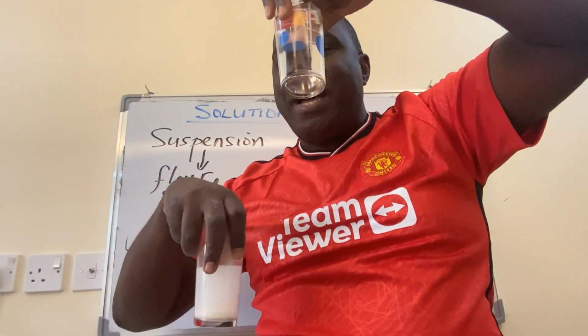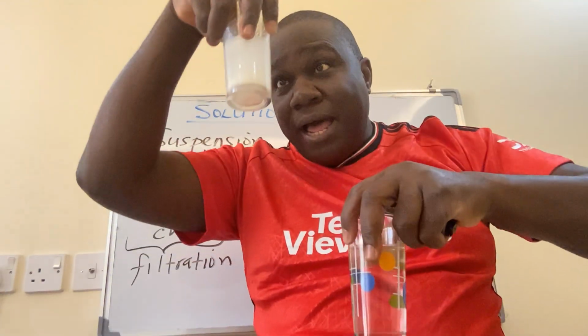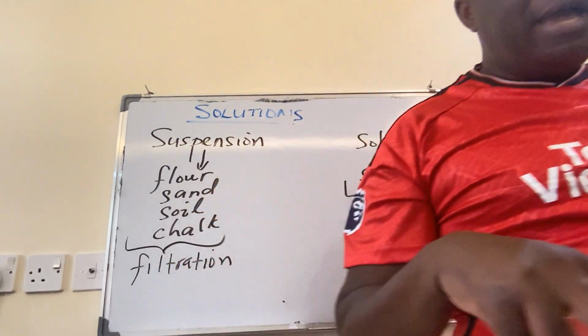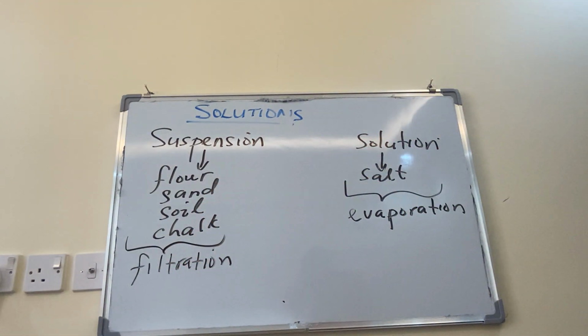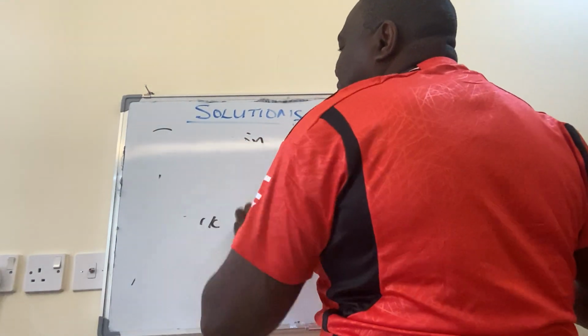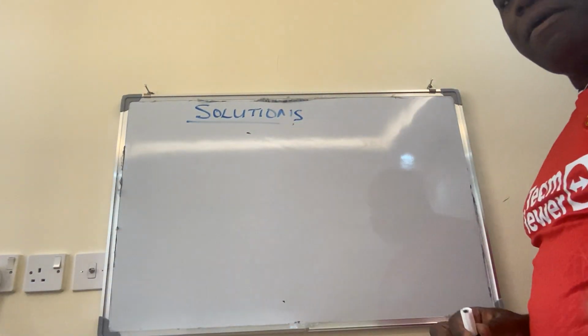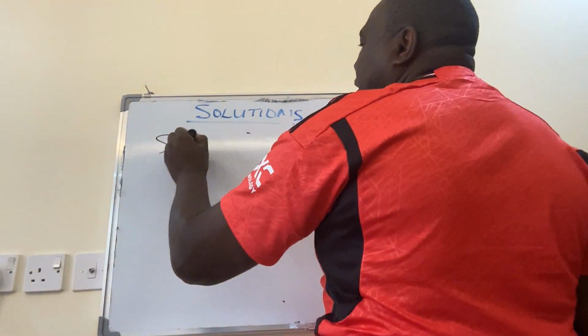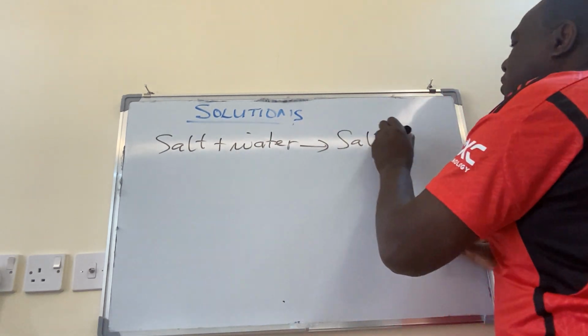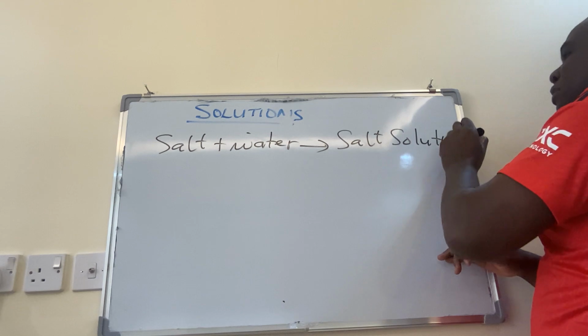I look through my solution, I can see what is on the other side. I look through my suspension, I can't see what is on the other side because the suspension is translucent, but my solution is clear. Okay, now let's just summarize what we mean by saturated and unsaturated. When we say saturation, if I dissolve a solute in a solvent, I put salt in water, if I say salt plus water, I'm going to form a salt solution.